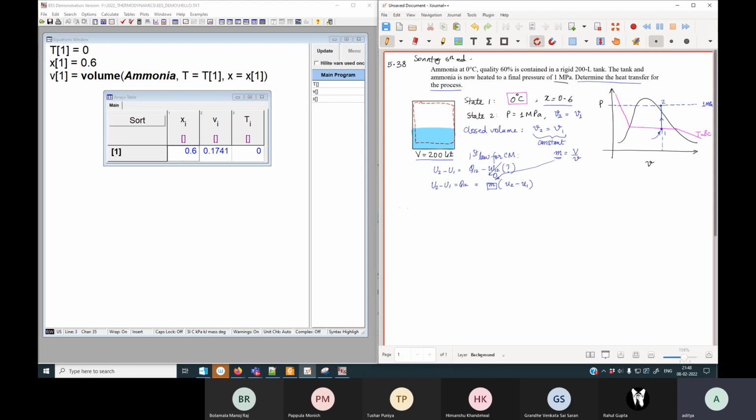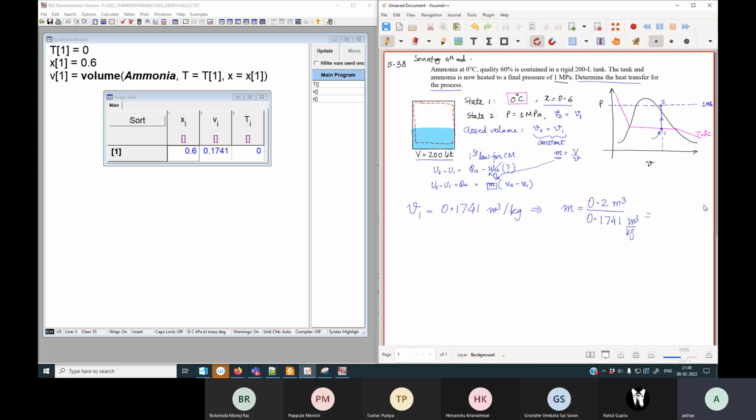Let me just note it over here. This is how I would have done it as a student who only has EES as a property fetcher. So I get V1 is equal to 0.1741 meter cube per kg. Using this, I should immediately find out the total mass. Mass will be equal to total volume, that is 0.2 meter cube, because 200 liter is 0.2 meter cube, divided by the specific volume, which is 0.1741 meter cube per kg.